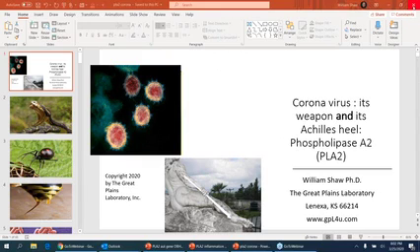I'm also going to talk about other diseases unrelated to viruses that are also mediated through excessive phospholipase A2, and those include heart disease, stroke, multiple sclerosis, Parkinson's disease, Alzheimer's, and memory loss. And there's many more than this, but that's just a sample of the diseases in which phospholipase A2 plays a role.